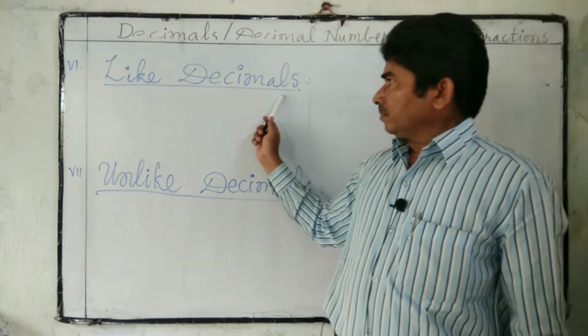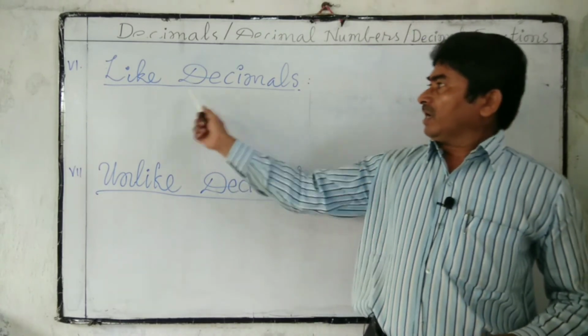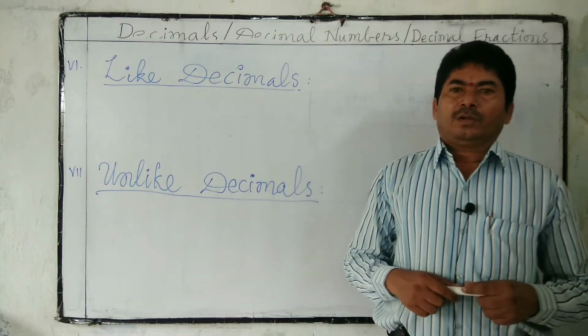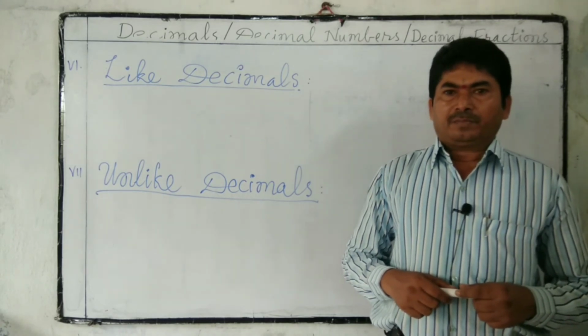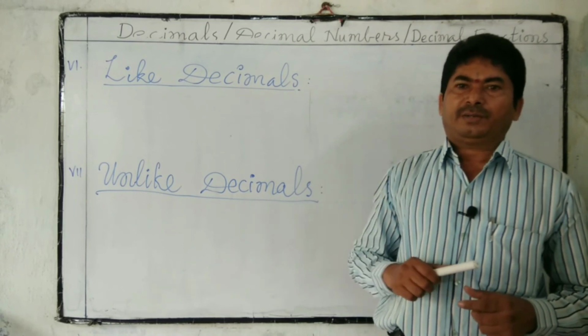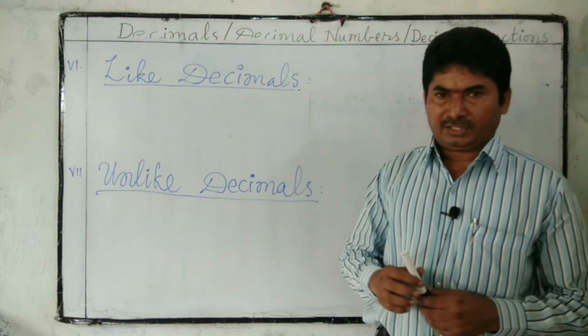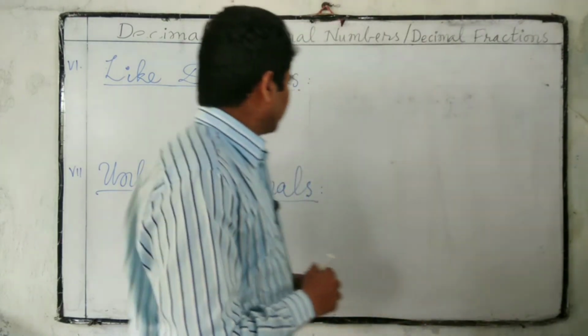Like decimals, unlike decimals. What are like decimals? Decimals having same number of digits in decimal part are called like decimals. Let us see few examples.